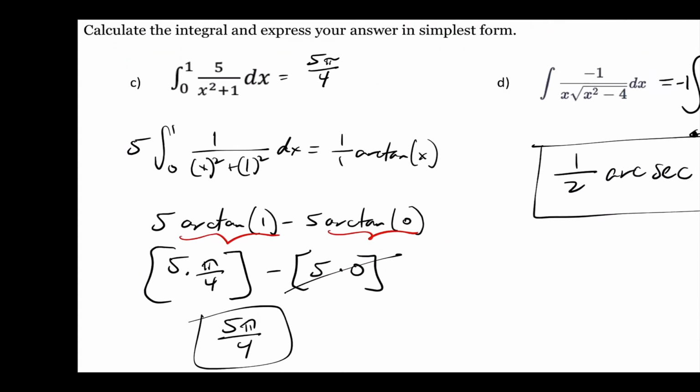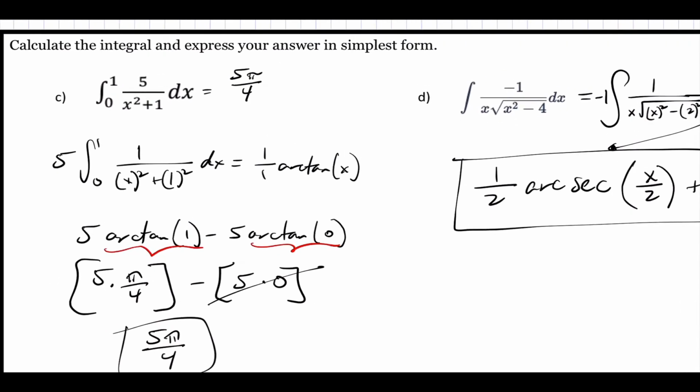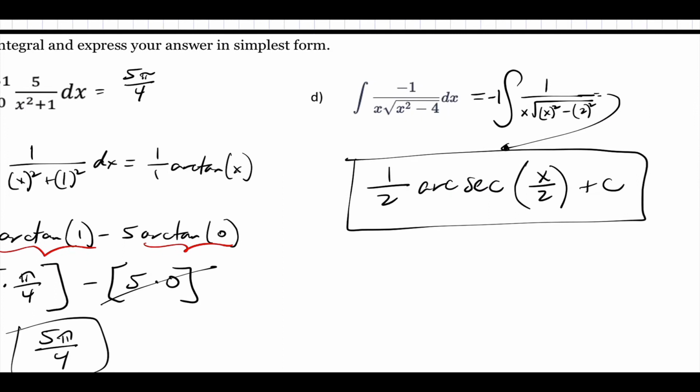This one here, letter C, was the one I took off your circuit training, the one we didn't do. I gave you letter C on your circuit training. I gave you the answer. I said don't worry about it, I'll teach you how to do it on Friday. And that's the one we did on Friday. So that's why it's 5 pi over 4. And then letter D was just indefinite, no bounds.